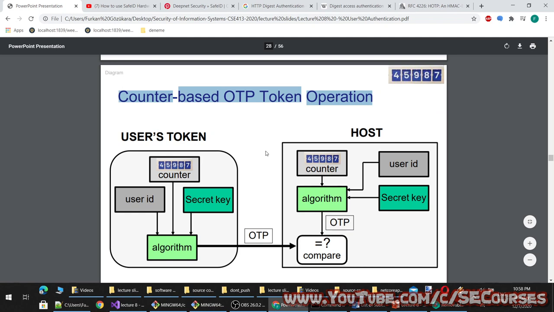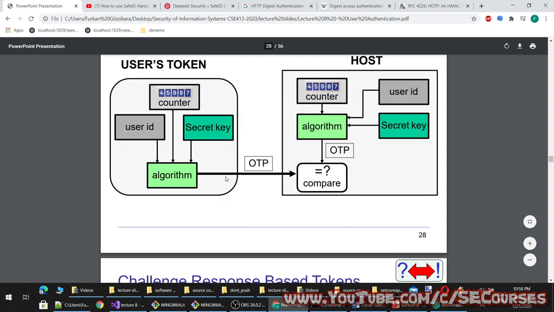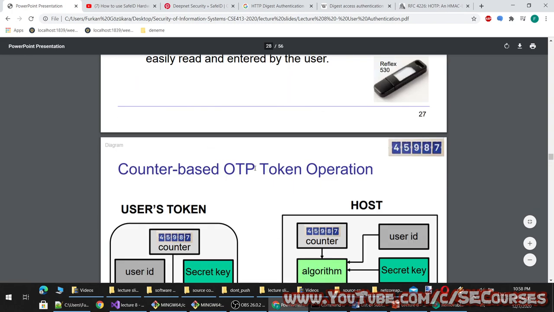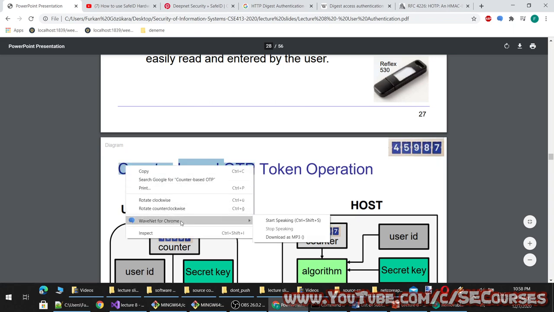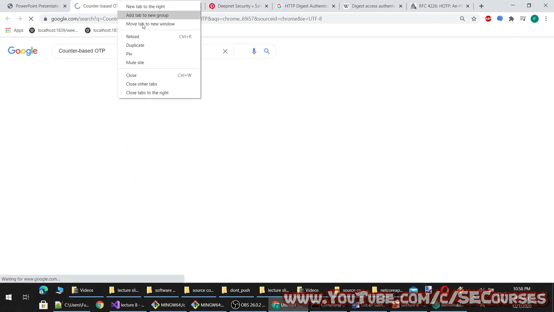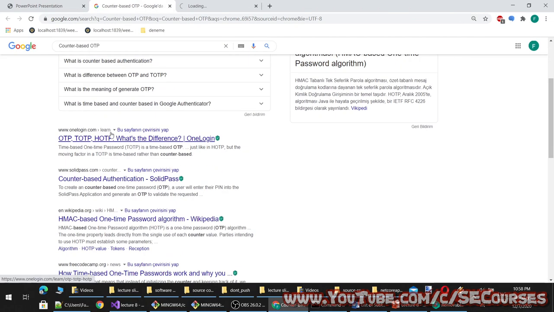Counter-based OTP token operation. I don't know if counter-based OTP is being used ever anywhere.